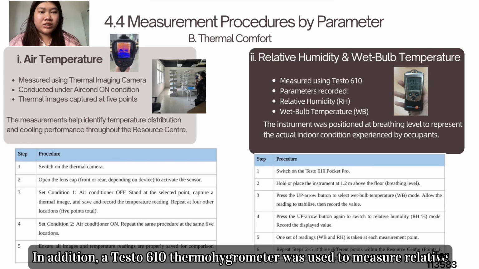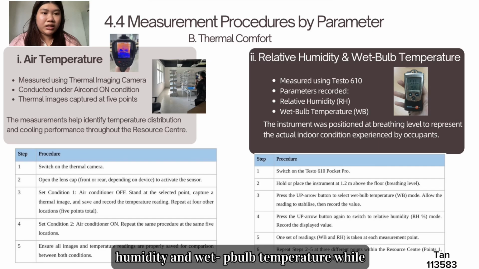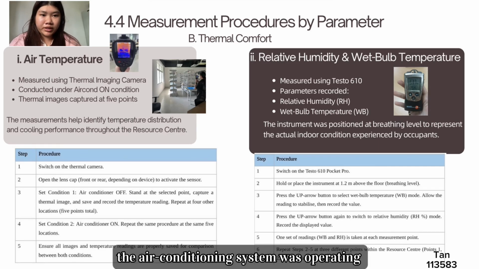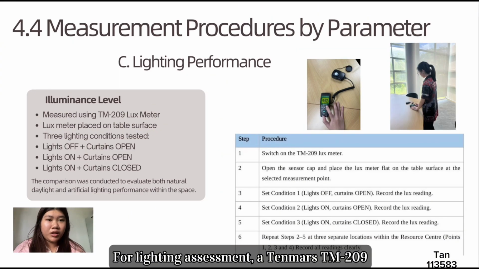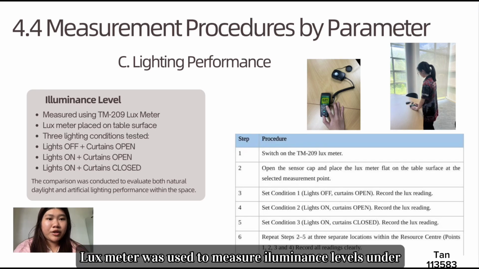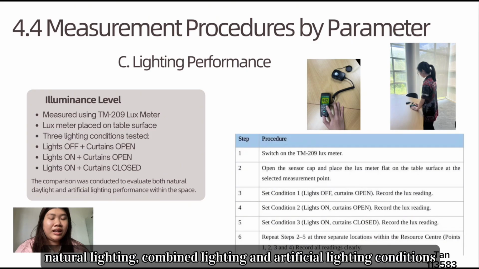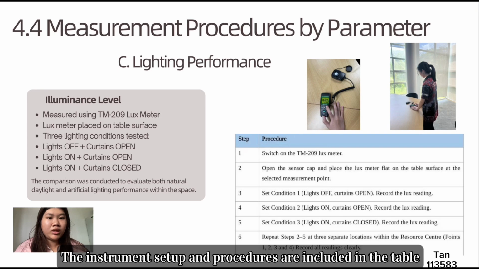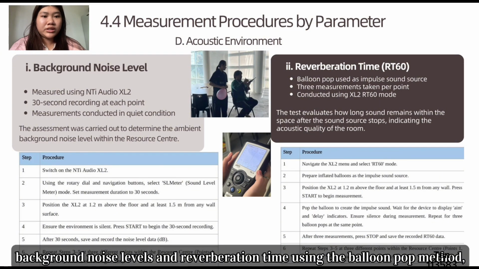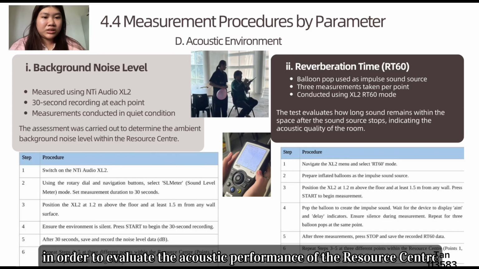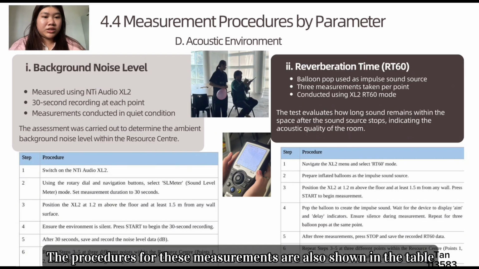In addition, a Testo 610 thermohygrometer was used to measure relative humidity and wet bulb temperature while the air conditioning system was operating. Measurement steps are shown in the table beside. For light assessment, a TN 2009 lux meter was used to measure illuminance level under natural lighting, combined lighting, and artificial lighting conditions. The instrument setup and procedure are included in the table. Lastly, an NTI XL2 acoustic analyzer was used to measure background noise level and reverberation time using the balloon pop method, in order to evaluate the acoustic performance of the Resources Center.